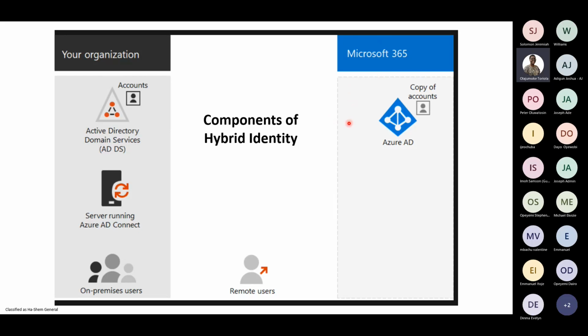Definitely, you know that the identity provider, which we have gone through for the past two weeks, differs for each of these environments. For M365, the identity provider is Azure AD, while for your on-premise it is your Active Directory Domain Services, and this is where your accounts are created. So the components that make up a hybrid identity are your Active Directory Domain Services and also the tool that is used to sync those identities, which is your on-premise users, to Azure AD.